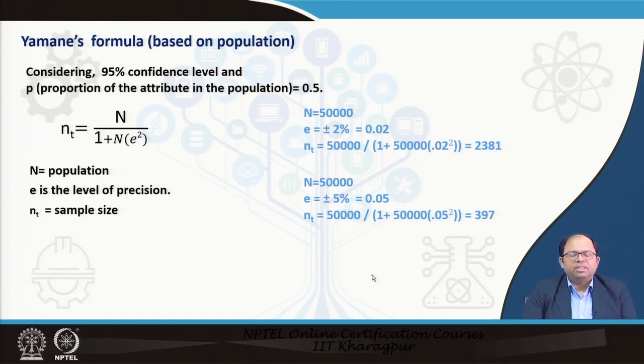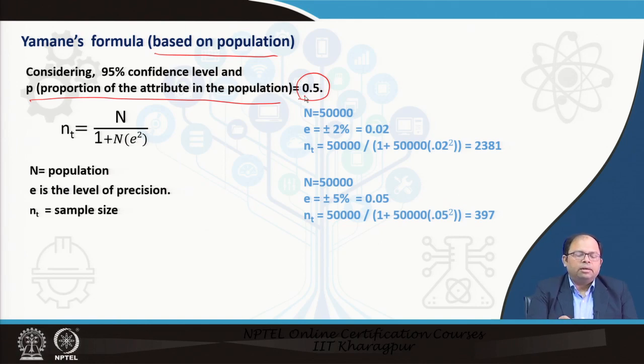So similar to the previous formula, Yamane also proposed another formula where we can directly use the population instead of the variability in the population. So here, if we consider a confidence interval of 95% and the proportion of the attribute in the population as fixed at 0.5, then Yamane's formula states that n equals N divided by 1 plus N times E squared, where N is the population, E is the level of precision, and n is the sample size.